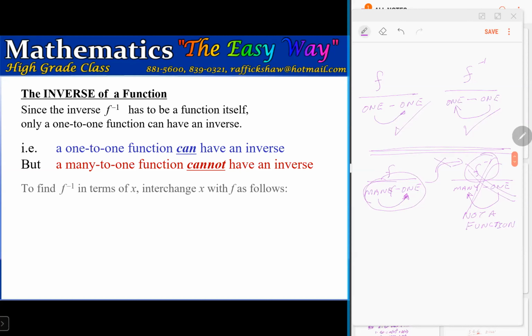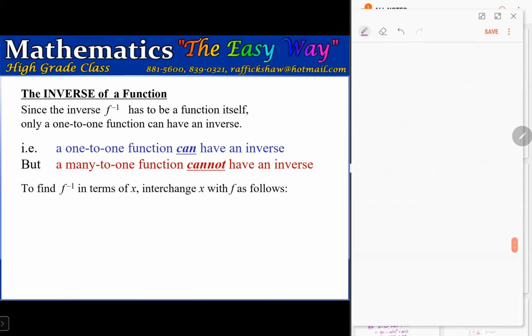All right. So how do we do it now mathematically? That is the question now. How do we do it now with the equations mathematically? All right. So f to the minus 1, to find f to the minus 1 in terms of x, we interchange the x with the f as follows. Now, some teachers use x and y.